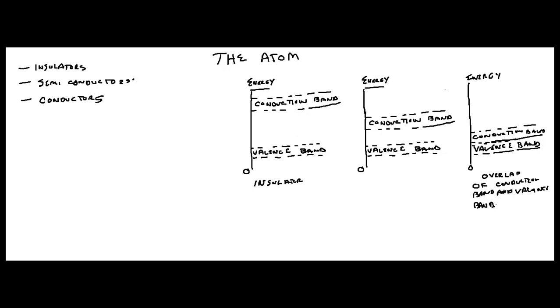Look how much energy has to be obtained by an electron in the valence band to jump to the conduction band. It's quite a bit, right? I can't give you an exact amount, because there are so many different materials, but the difference in energy levels from the valence band to the conduction band is much greater than for these other materials, semiconductors and conductors.